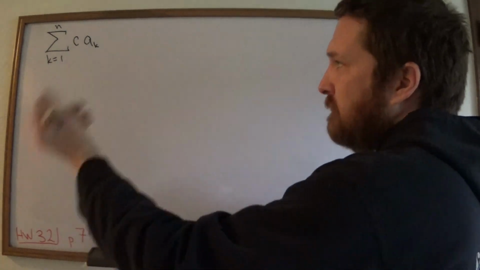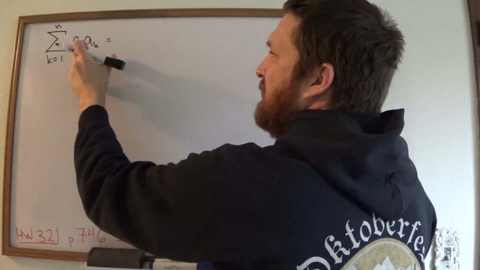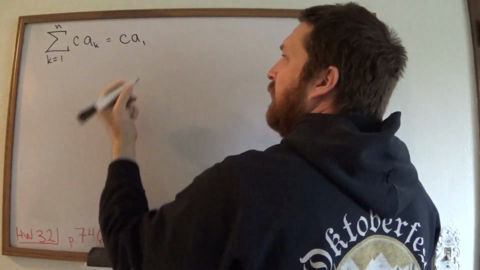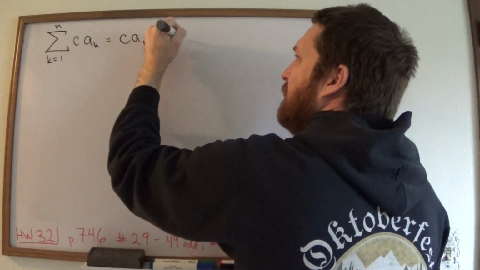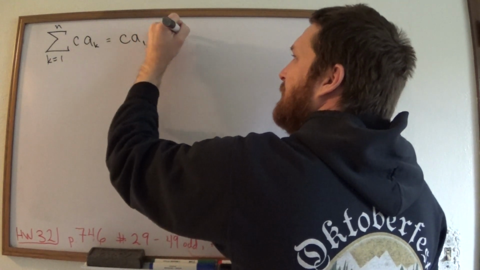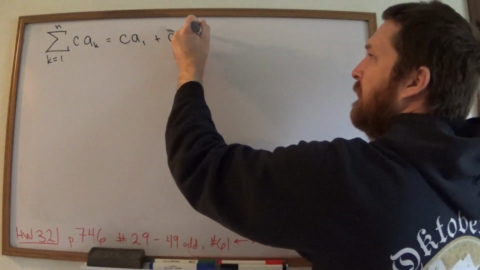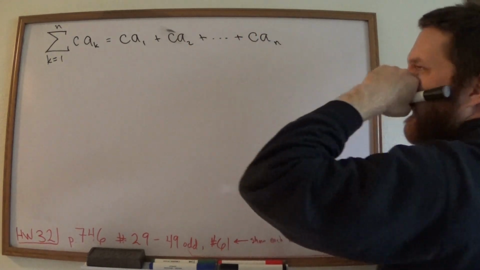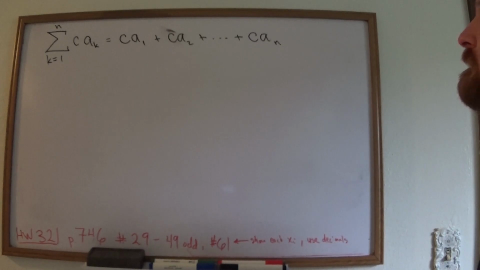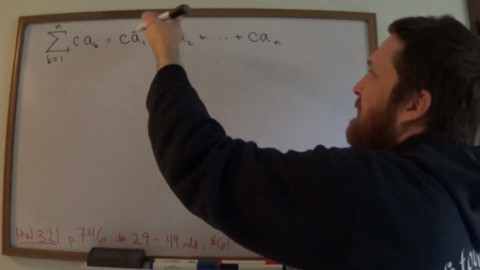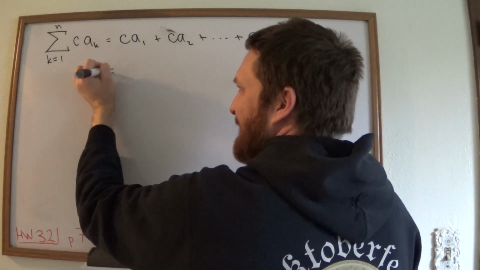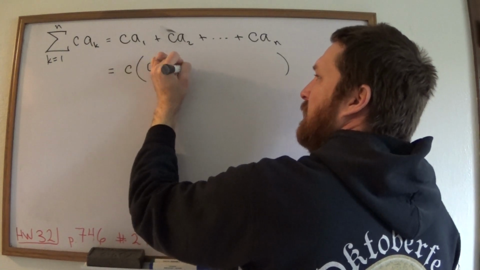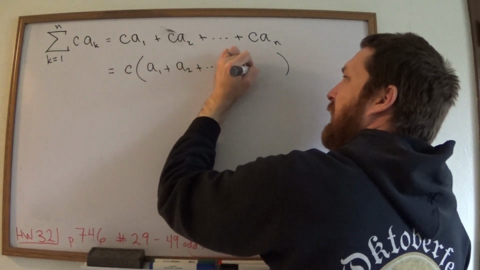So let's prove this. What is this? Well, by definition, this just says take whatever is there and then you just vary. When k equals 1, we get c times a1. You add that to c times whatever you get when you plug in a 2, plus, and so forth, all the way up to c times whatever it is when you plug in n. Well, let's just factor out that c. In every single one of these, you have exactly one c, and you can just pull it out. Right? a1 plus a2 all the way up to an.